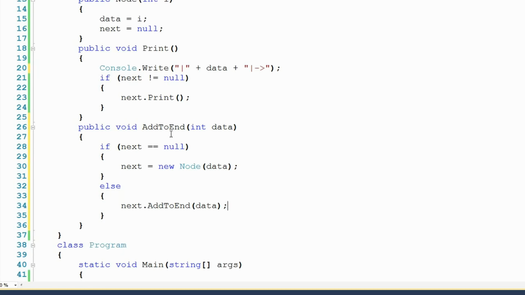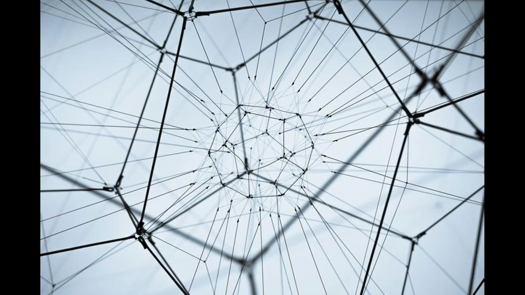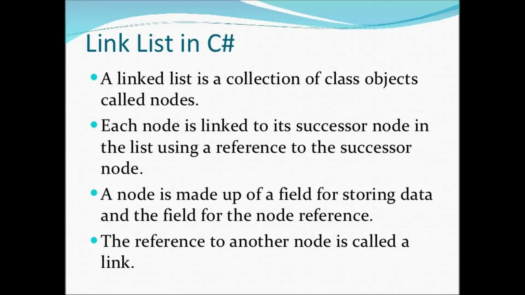And again, you can see that this is recursive code because we are calling AddToEnd within the same method and telling that node that it has the responsibility to add the data.